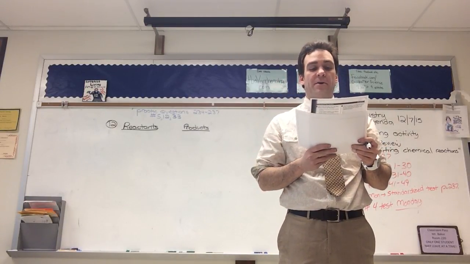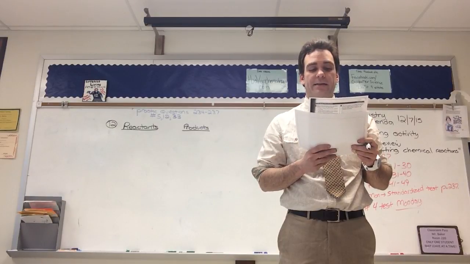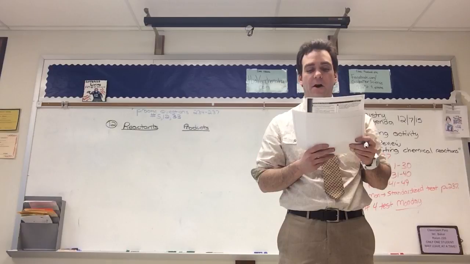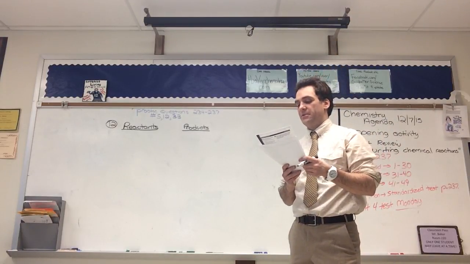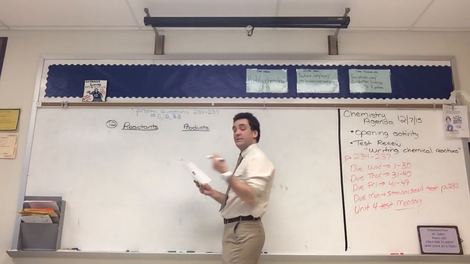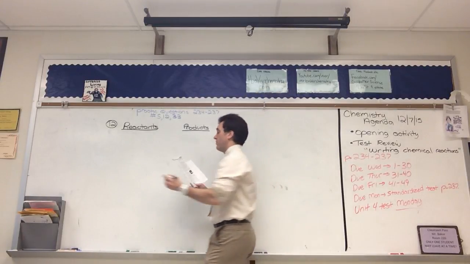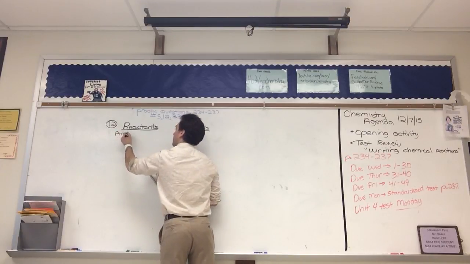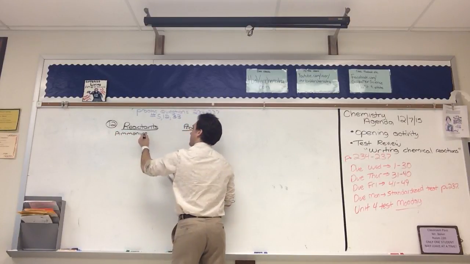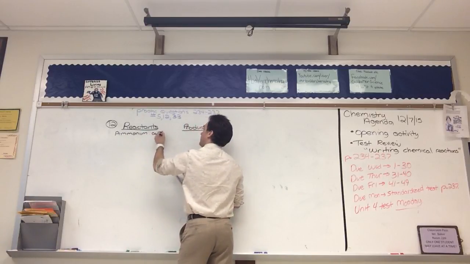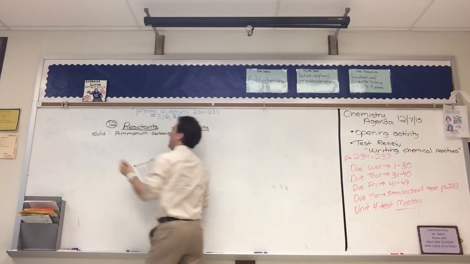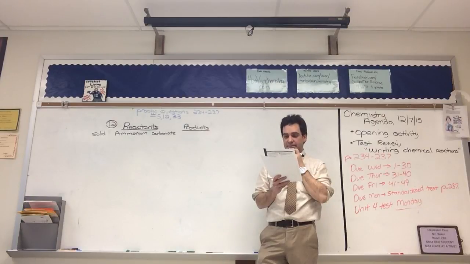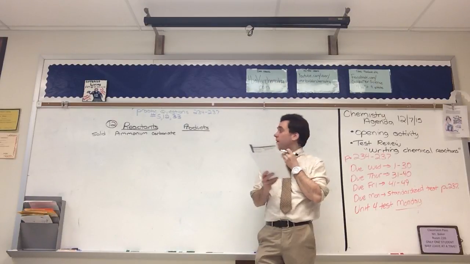Solid ammonium carbonate is used as an ingredient in smelling salts. When solid ammonium carbonate is heated, it decomposes into ammonia gas, carbon dioxide, and water vapor. Write the unbalanced chemical reaction equation for this process. So what's reacting? We've got ammonium carbonate. So solid ammonium carbonate. Is there anything else reacting in this?